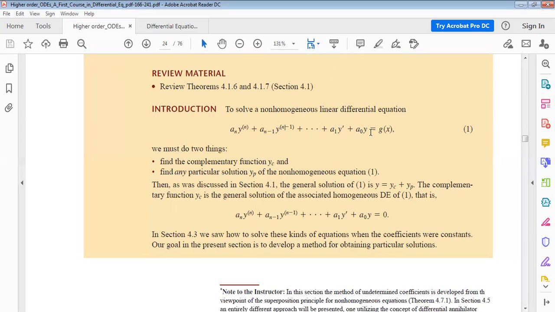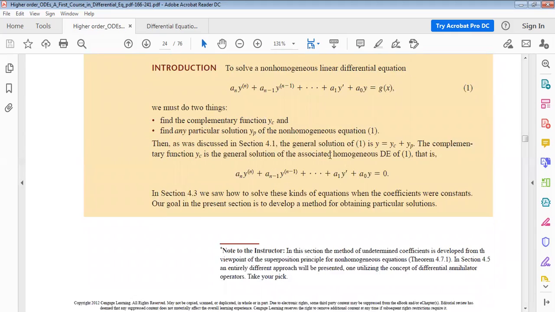Actually, we have solved these types of differential equations in the constant coefficient method, the linear differential equation with constant coefficients. The total solution of these nth order non-homogeneous differential equations will be y equals complementary function plus particular integral. This yc is the complementary function and this yp is the particular integral. This sum indicates the whole solution. Particular solution, of course, this.